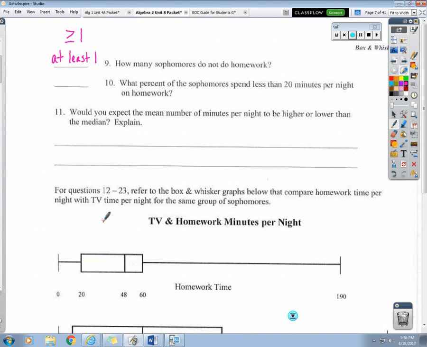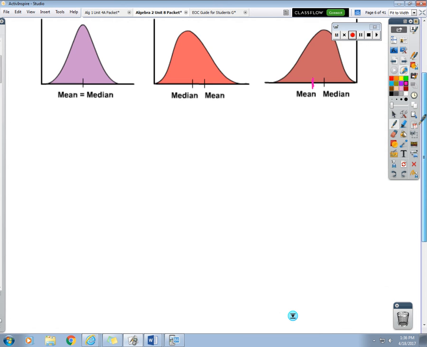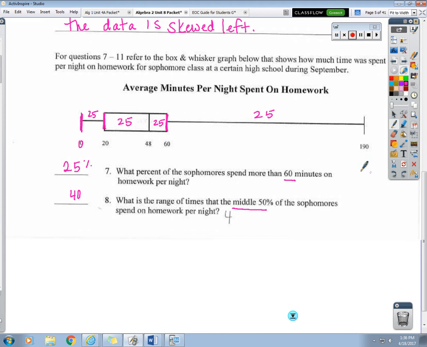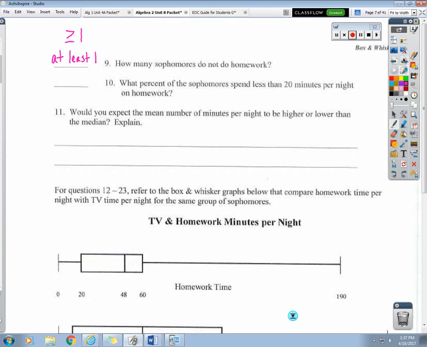What percent of the sophomores spend less than 20 minutes per night on homework? Okay, less than 20 minutes would be from here back, which is 25% of the data. Can you please be quiet?